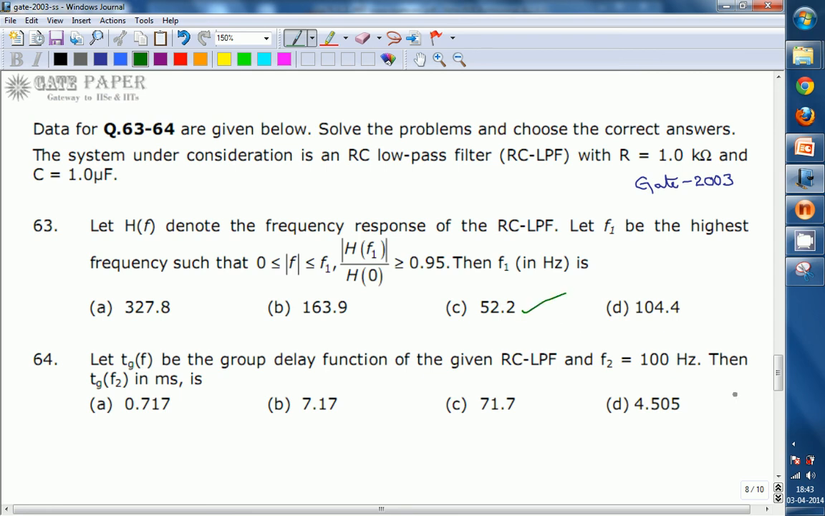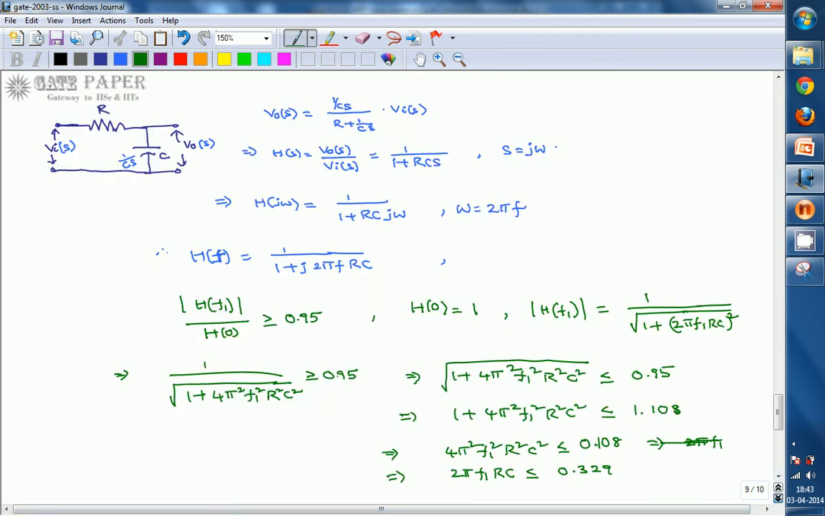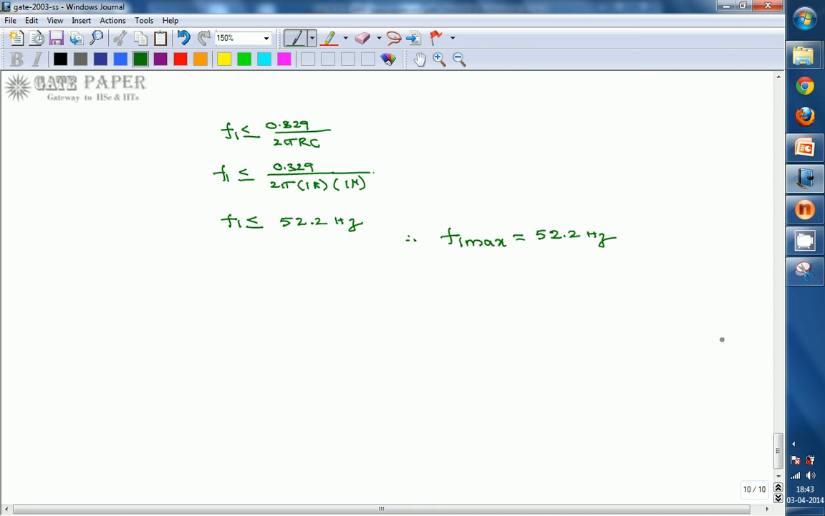That's the answer. And coming to the next question, let Tg of f be the group delay function of the given RC low pass filter and f2 equals 100 Hz, then find Tg of f2 in terms of milliseconds. So we need to find the group delay function first of all. For that we need to find that value at f2 equals 100 Hz. So group delay we'll find from the transfer function.